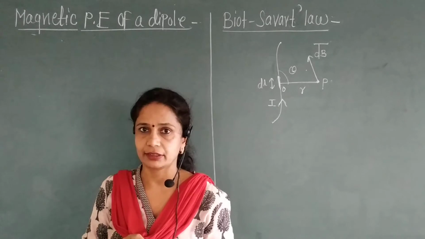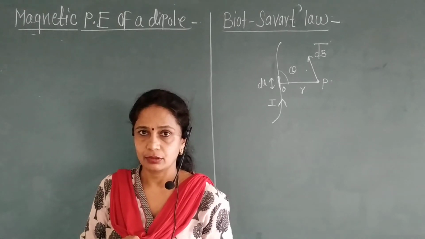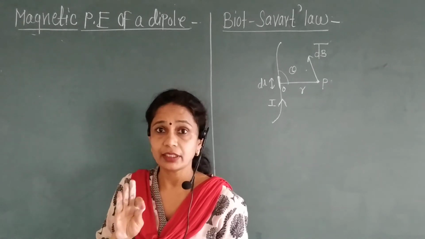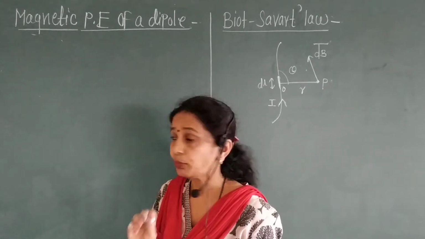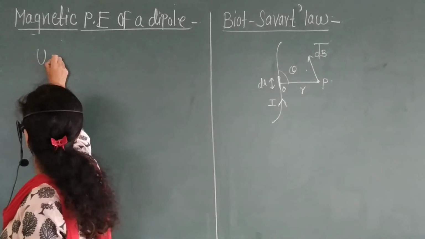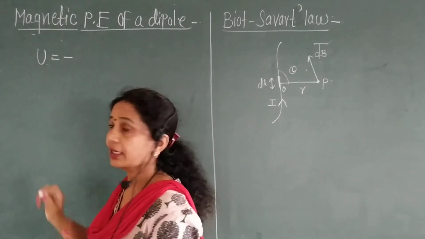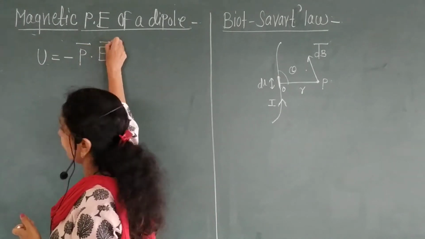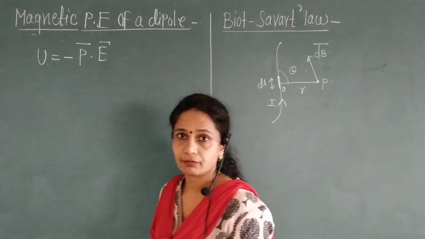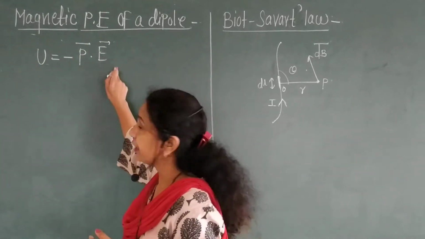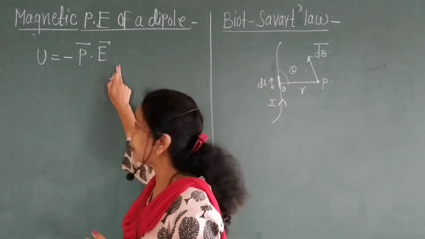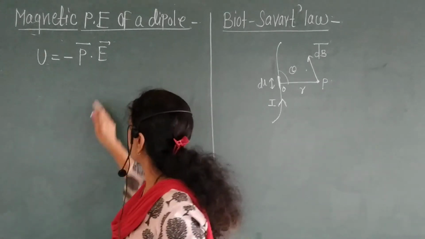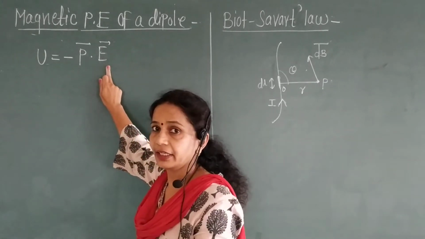In electrostatics, if you remember, we have obtained the equation for electric potential energy: U is equal to minus P vector dot E vector. Therefore, here P vector is the electric dipole moment and E is the electric intensity.